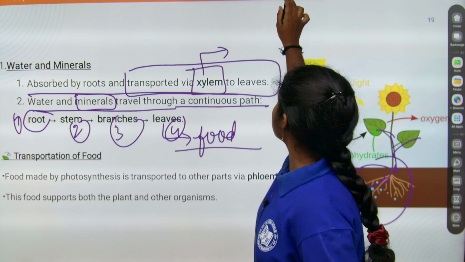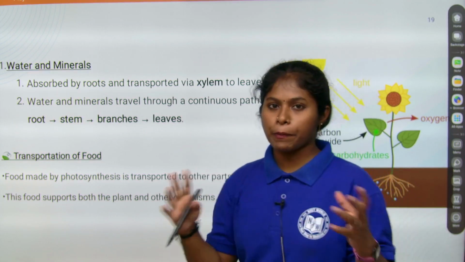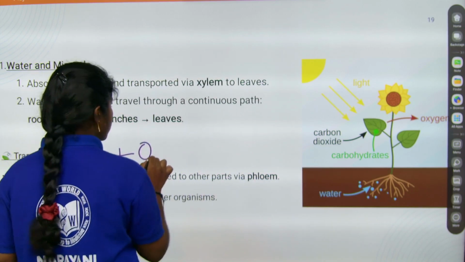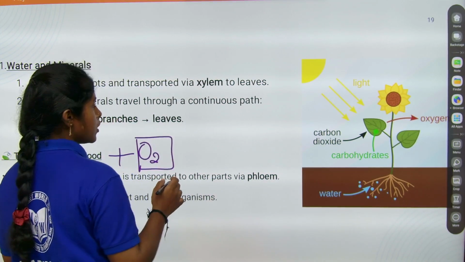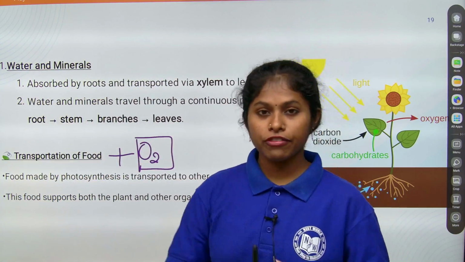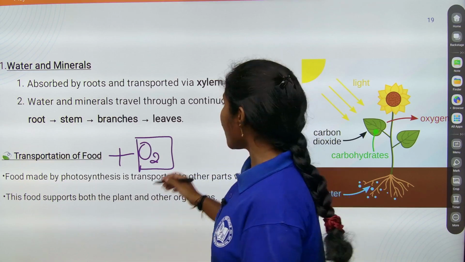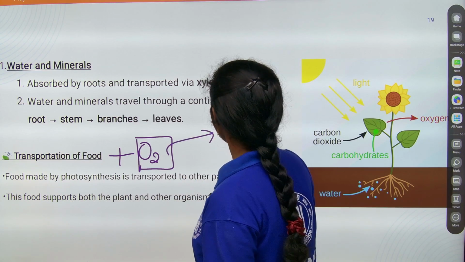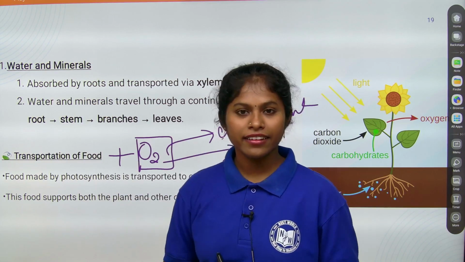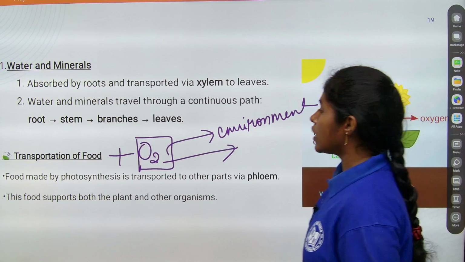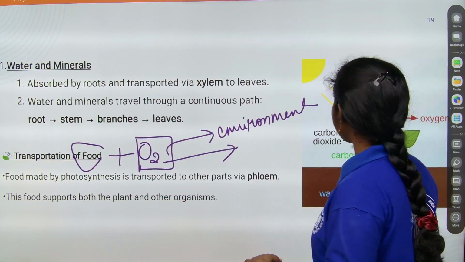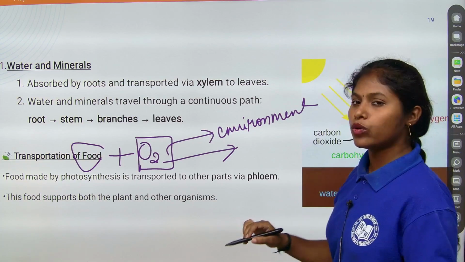Okay. So let's see the transportation of food. The food is prepared. Along with the food, what is being produced, children? Along with the food, oxygen is also produced. As all the ingredients the plant requires to synthesize food come from the environment, to thank the environment, the oxygen is released into the atmosphere, so that we are utilizing it, right? Did you get this, children? The food which is prepared in the leaves is transported to all parts of the plant including the roots, right?